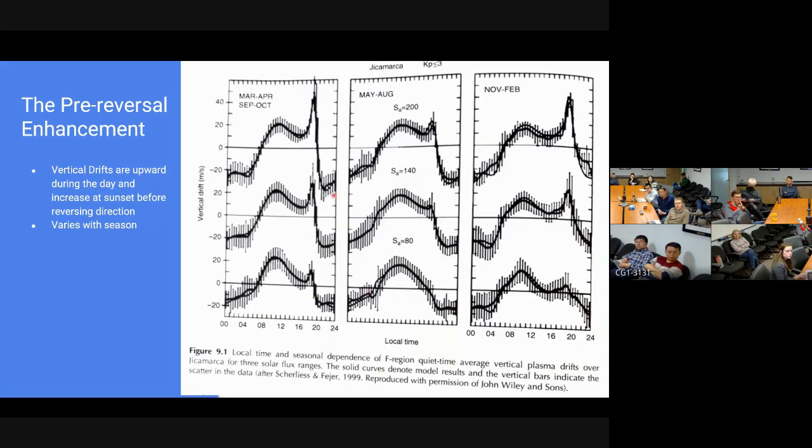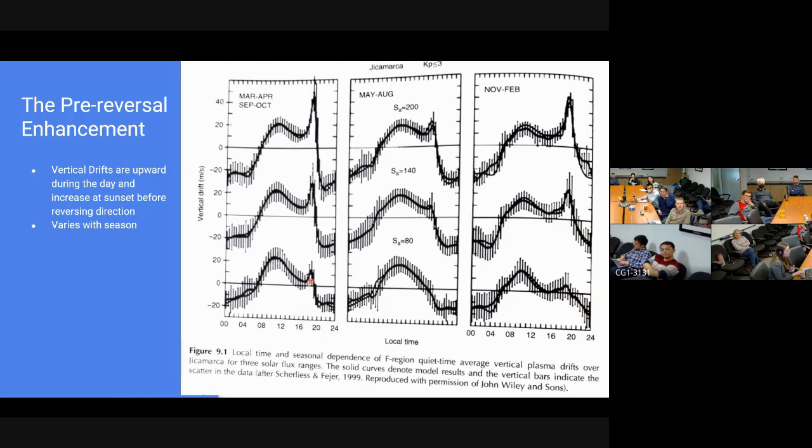That during the day, the E cross B drifts in the equatorial ionosphere are upwards, as you can see here. So it's during the daytime in the middle here. And then at nighttime, they're downwards, they're negative. So at sunset, we need to transition between the two. And before turning to negative, we have an increase. It's called the pre-reversal enhancement. And it varies with season, as you can see here. That's kind of what this is starting to demonstrate.